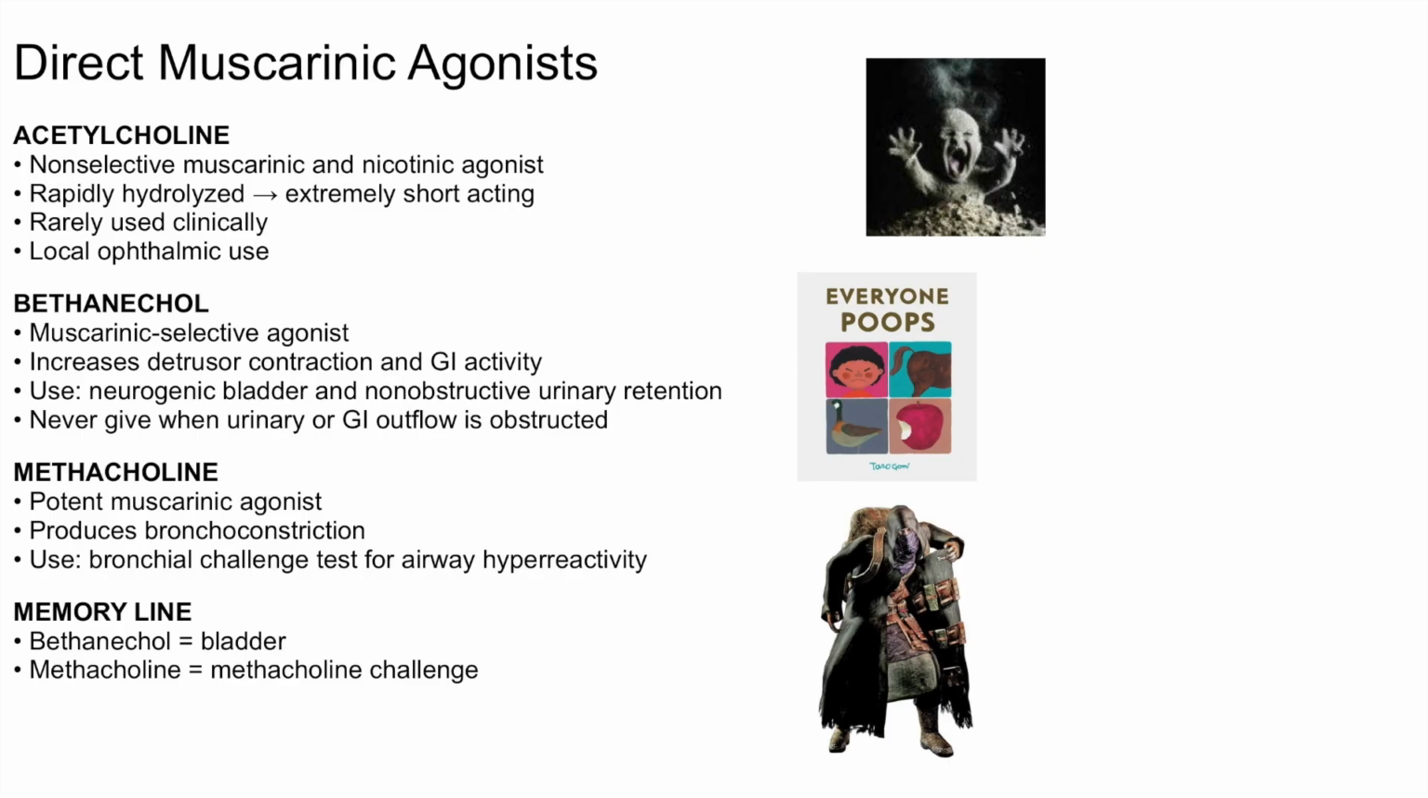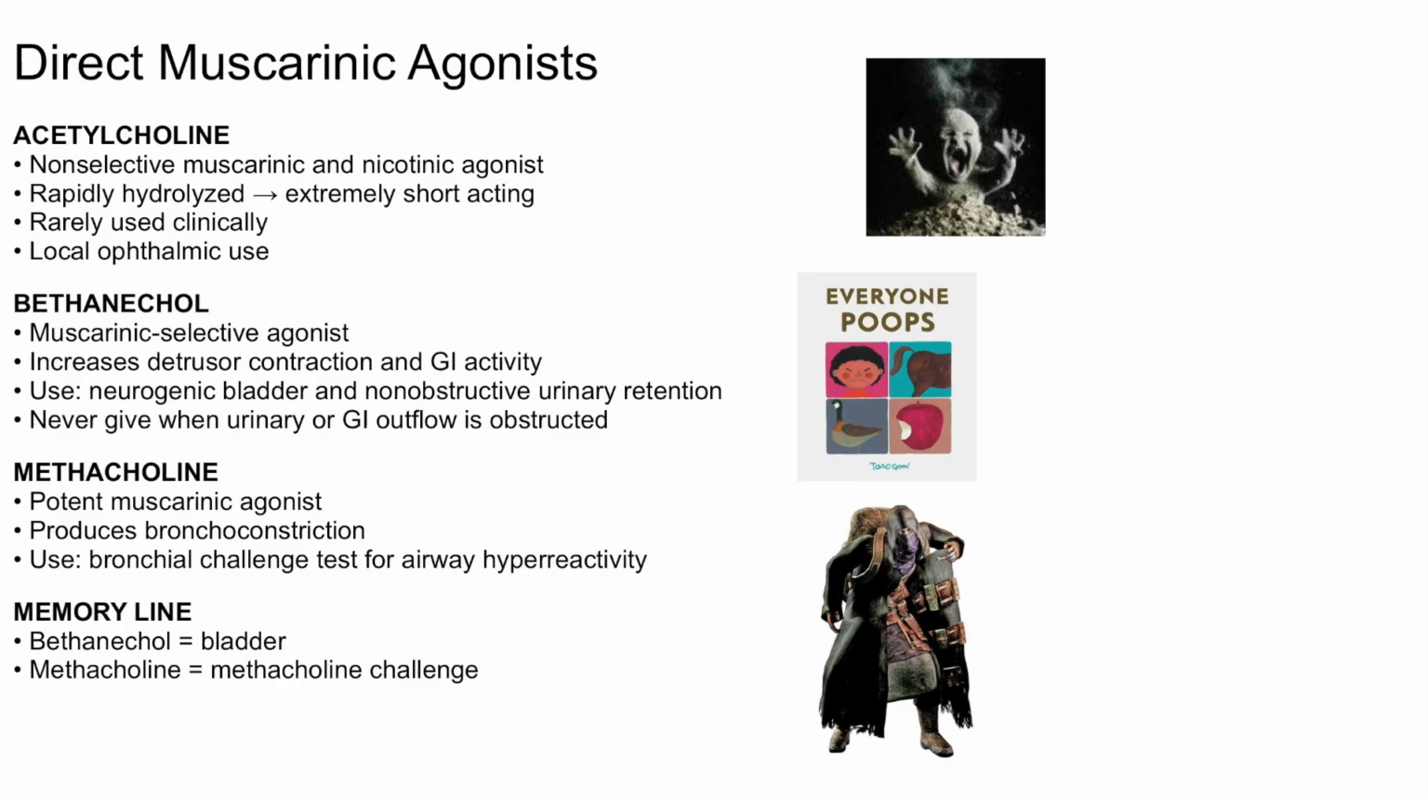So acetylcholine activates both muscarinic and nicotinic receptors, but it's hydrolyzed so rapidly that it has limited clinical usefulness. Bethanechol is more clinically important because it selectively stimulates muscarinic receptors, especially in GI and urinary systems. It contracts the detrusor and increases GI motility, making it useful for non-obstructive urinary retention or selected cases of neurogenic bladder. The safety word is non-obstructive here, okay? Stimulating contraction against a physical obstruction could cause harm.